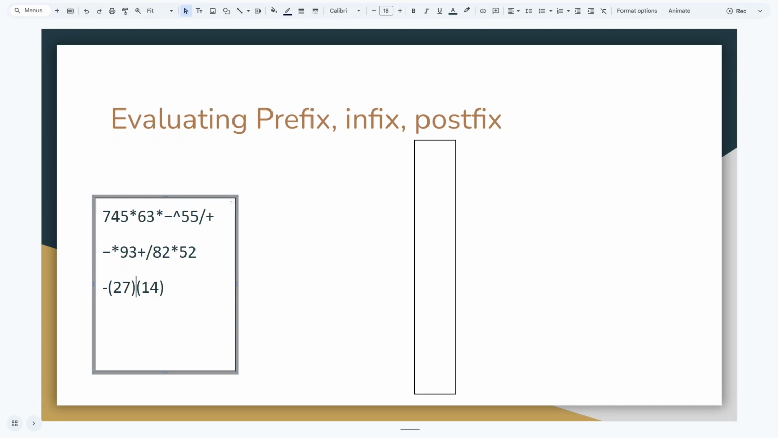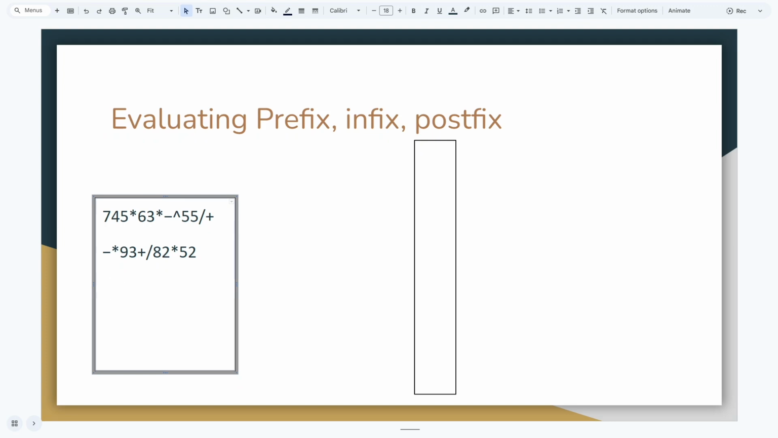Now all we have to do is the math. 27 minus 14 is 13. So it's a pretty simple way to get your answer. Multiply 9 3 plus minus 8 2 multiply 5 2 in prefix is equal to 13.